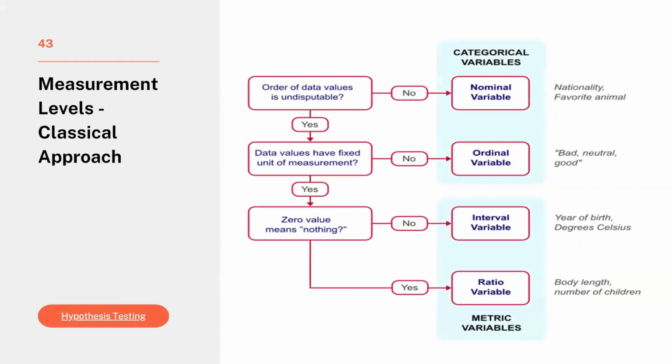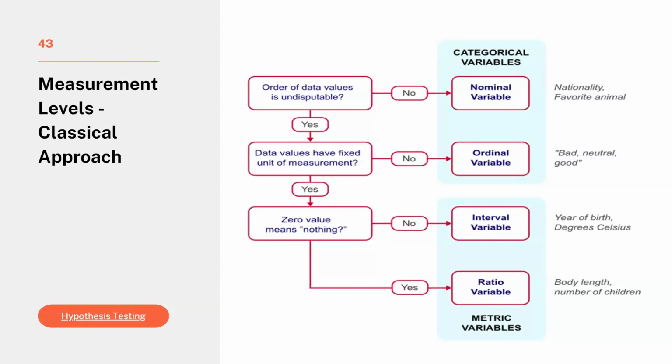Let's understand the categorical variables and metric variables better. There is an approach we call the classical approach. In the classical approach, we have four levels: nominal, ordinal, interval, and ratio scale. These may be called measurement levels. The measurement level refers to the different ways that data can be categorized, quantified, or scaled in statistical analysis. These levels of measurement determine the type of data, and they help in selecting the appropriate statistical method for the analysis.